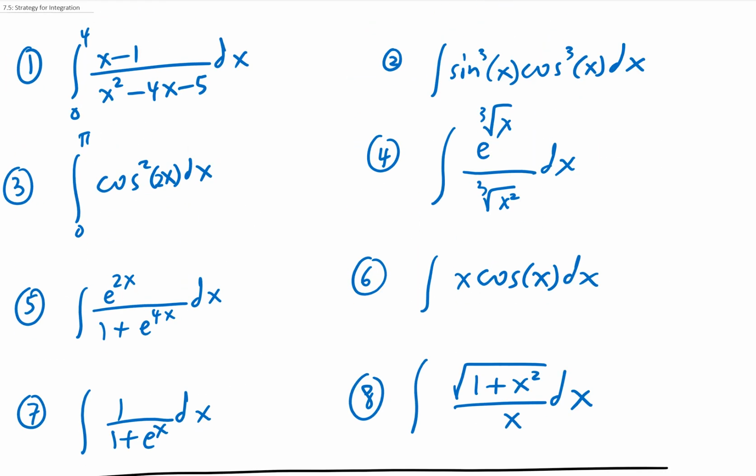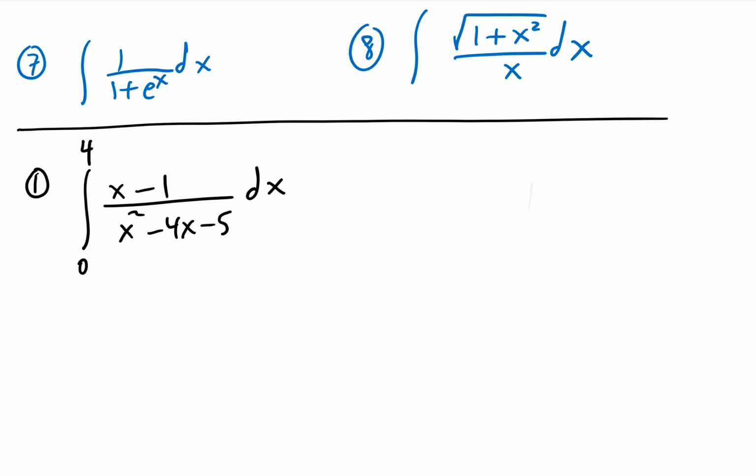7.5 is called Strategy for Integration. This section basically covers all the other sections that we did in the past, 7.1 to 7.4, with miscellaneous. So the author wanted you to know, if I give you a random integral, which method do you use to integrate it? Here we selected 8 miscellaneous questions, with everyone given a chance to try it. And now we're going to go over them.